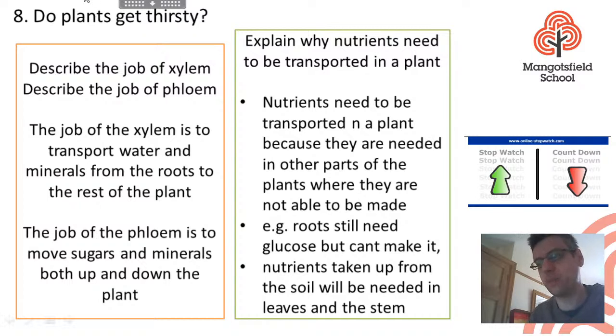Why do nutrients need to be transported in a plant? Because they are needed in other parts of the plant where they are not able to be made. So the roots can't do photosynthesis, but they still need some glucose to give them energy. Plants keep some of their glucose for themselves to give them energy. All parts of the plant need that. So the nutrients, like glucose, need to be moved to all parts of the plant. And also to get water up to the leaves for photosynthesis. That is also really important.